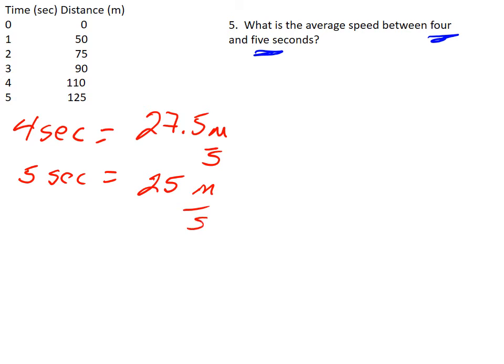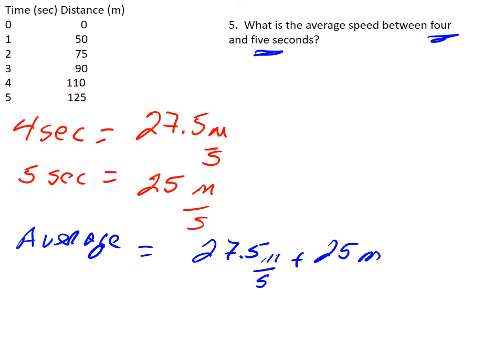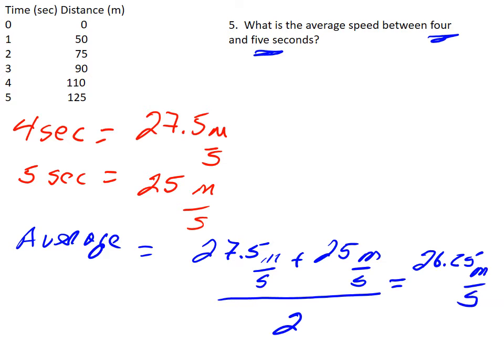So again, to figure out the average here, we're just going to add the 2 together. We have 27.5 meters per second plus 25 meters per second. We have to divide it all by 2. When we add them together and divide by 2, I come up with 26.25 meters per second. That would be the average speed between the time of 4 seconds and 5 seconds.